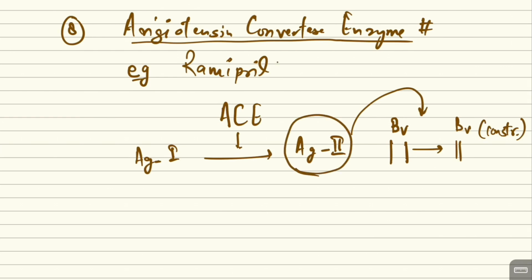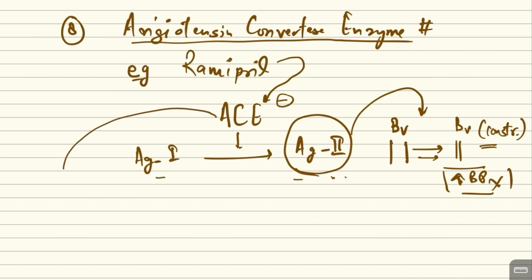So when we give ramipril to the patient, it will inhibit this angiotensin converting enzyme. So angiotensin 1 will not be converted to angiotensin 2, and the action of angiotensin 2 will not take place. That is, it will not constrict our blood vessels, and therefore the BP will not increase, and the blood pressure will fall. This is why we normally prescribe ramipril for reducing blood pressure. In addition to the conversion of angiotensin 1 to angiotensin 2, the angiotensin converting enzyme will also degrade one substance known as bradykinin.